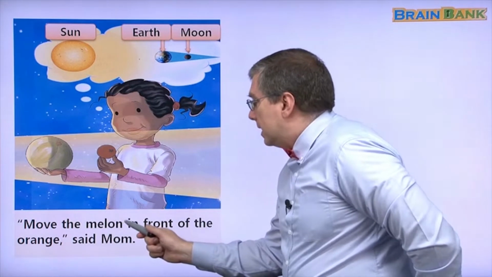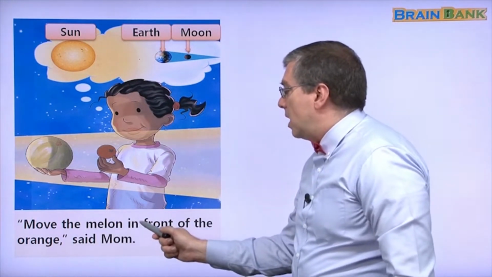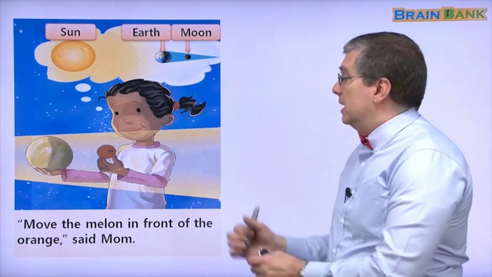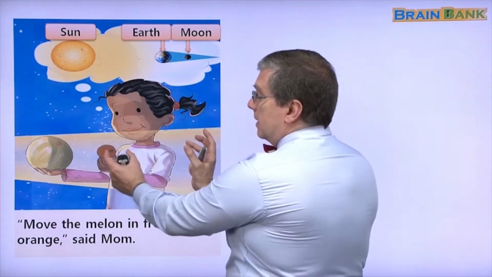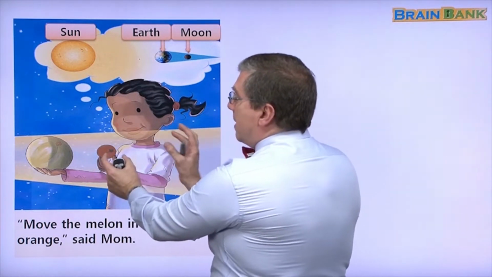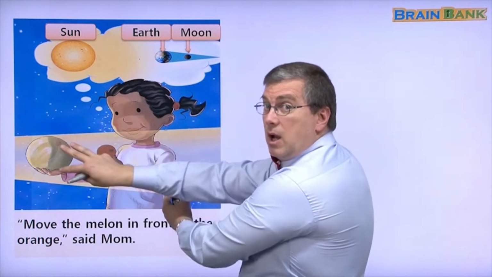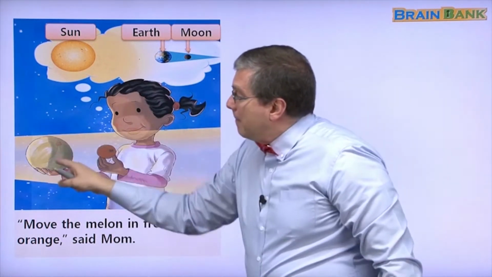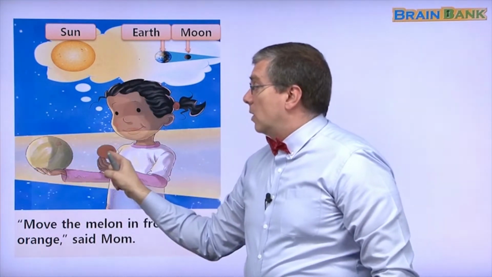Move the melon in front of the orange, said Mom. In front of. So before, 전에, the melon is here, the orange is here. But now, 바꿔해요. Move the melon in front of the orange. So 바꿔, right? So now the melon is in front of the orange.